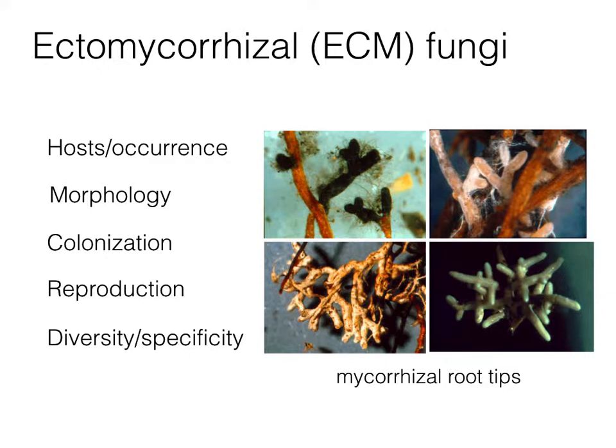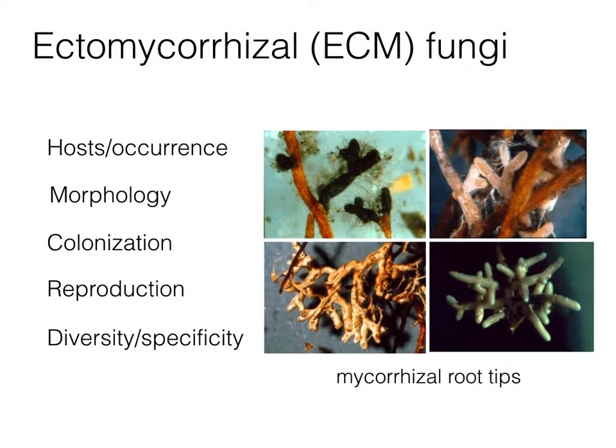Ectomycorrhizal fungi, as I mentioned, occur on particular taxa like pine and fir, spruce, poplar, willow, beech, oak, eucalyptus, all sorts of species. They don't occur on as many species of plants as endomycorrhizae do, but those species that they do occur on are very, very widespread, particularly in temperate and boreal latitudes. I'll talk about the morphology a little further in subsequent slides.